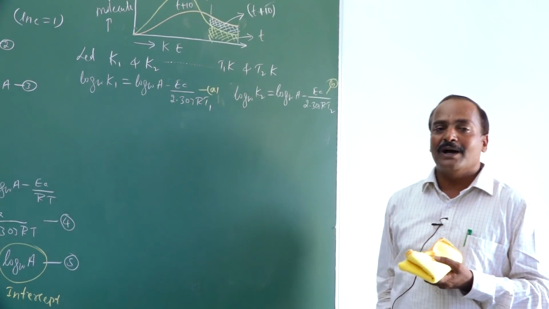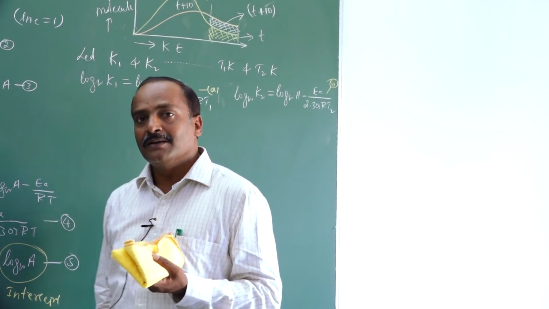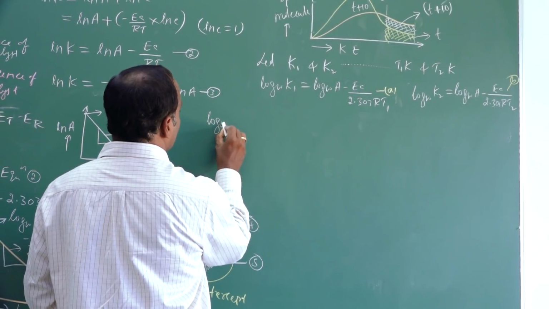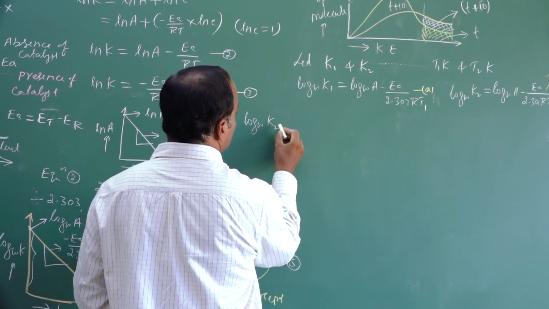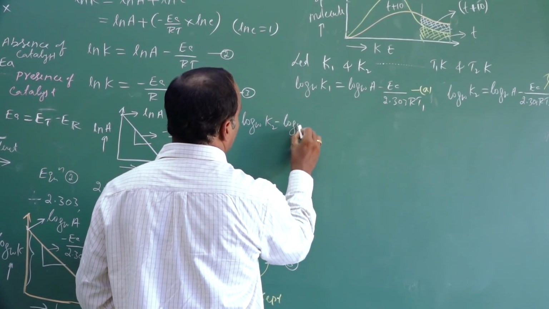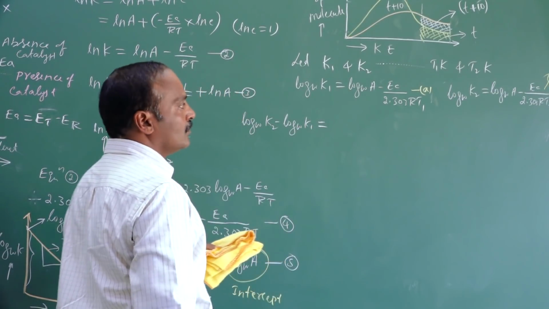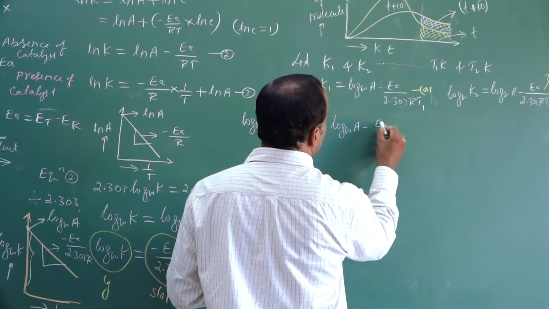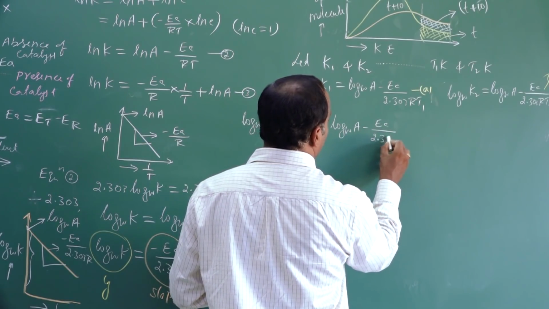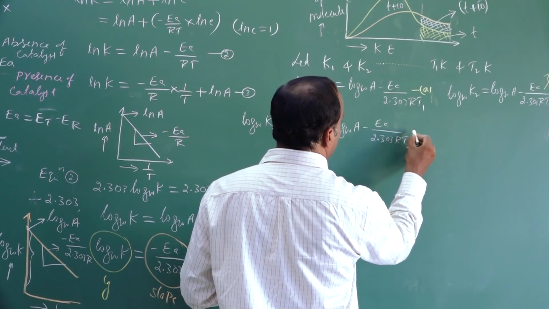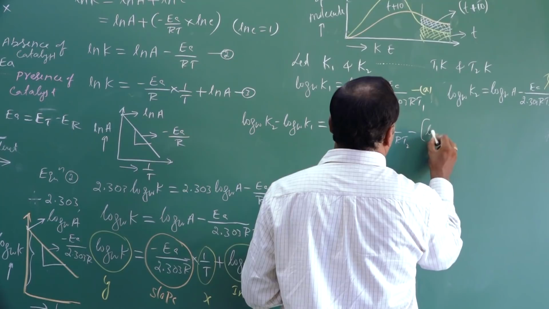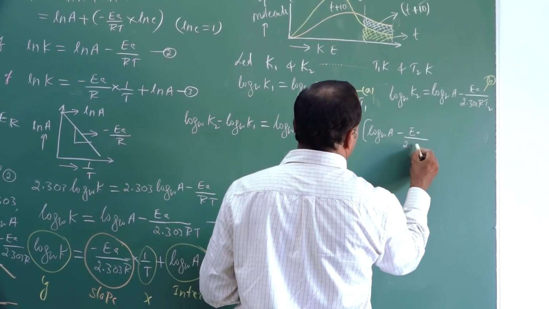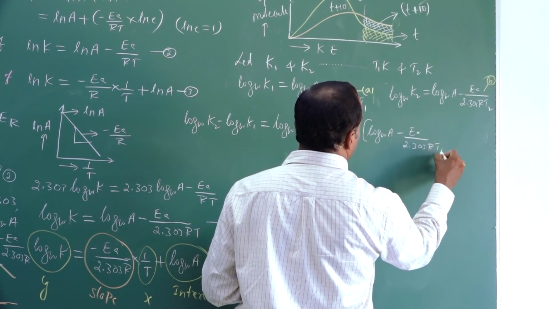Equation B minus equation A. Log base 10 K2 minus log base 10 K1 is equal to log base 10 A minus Ea divided by 2.303 R T2, minus log base 10 A minus Ea divided by 2.303 R T1.